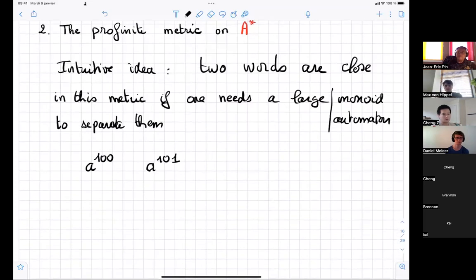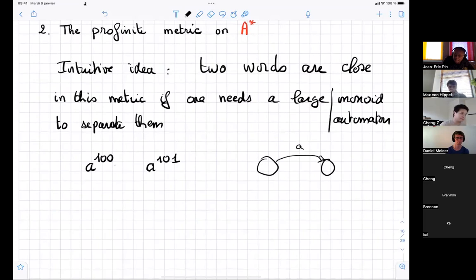I think A star would work. A star. Sorry. No, double A star, like A parenthesis star. Yeah, exactly. So what you observe is that this has even length, and this has odd length. So if you take just this automaton, okay, then 1A100 would be 1, but 1A101 would be 2.